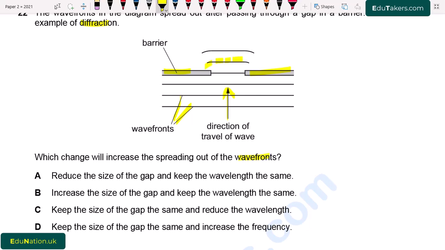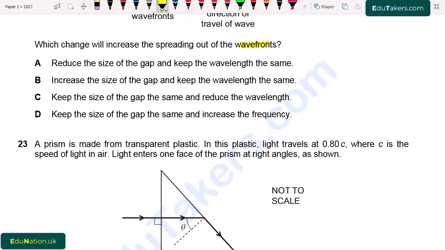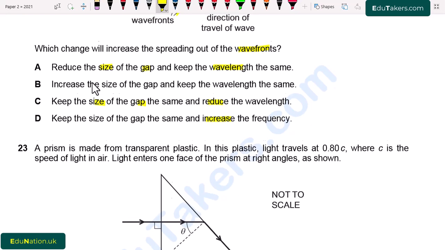These are the spread wavefronts, but their bending or spreading is very small. So what changes are required to increase the spreading of the wavefronts? A. Reduce the size of the gap and keep the wavelength same. B. Increase the size of the gap and keep the wavelength same. C. Keep the size of the gap same and reduce the wavelength. D. Keep the size of the gap the same and increase the frequency.